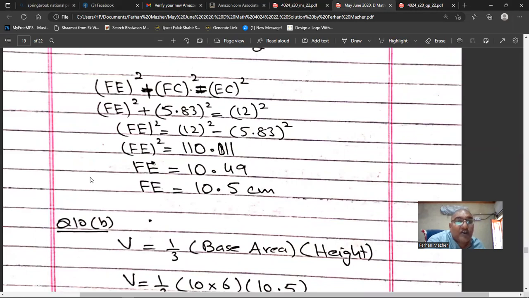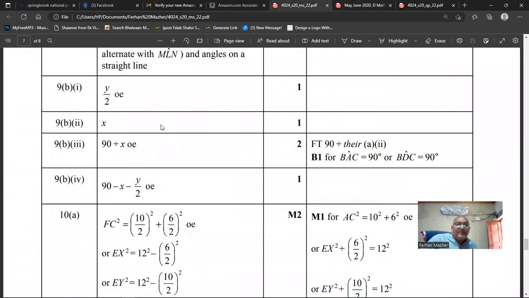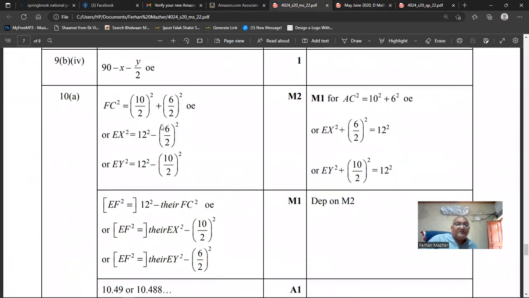So FE square plus 5.83 square equals to 12 square. So FE square will be equals to 12 square minus 5.83 square. And FE square will be 110.011. FE will be 10.49. So FE will be 10.5.